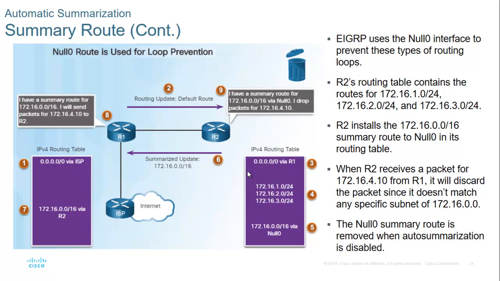EIGRP uses the null interface to prevent these types of routing loops. Okay, so R2 contains the 3 again. R2 also installs a summary route to the null zero interface in its routing table. When R2 receives a packet from R1 for 172.16.4.10, it doesn't find any matches here, but it does match this one, so that packet will be sent to the null interface. Hence, the routing loop is prevented.